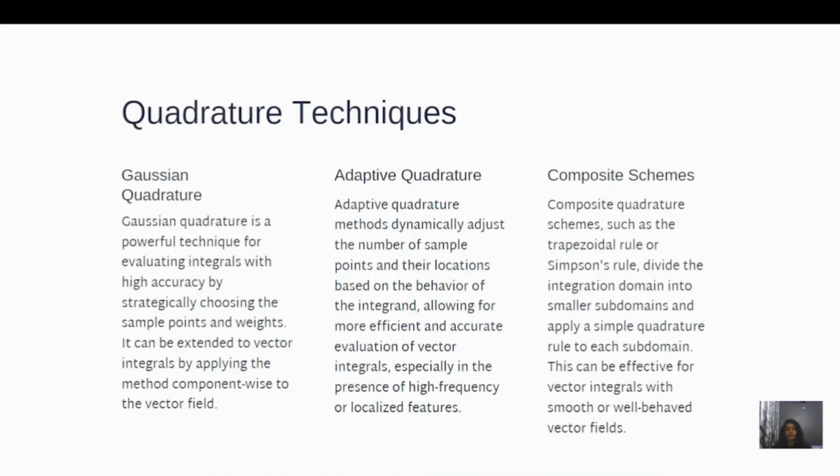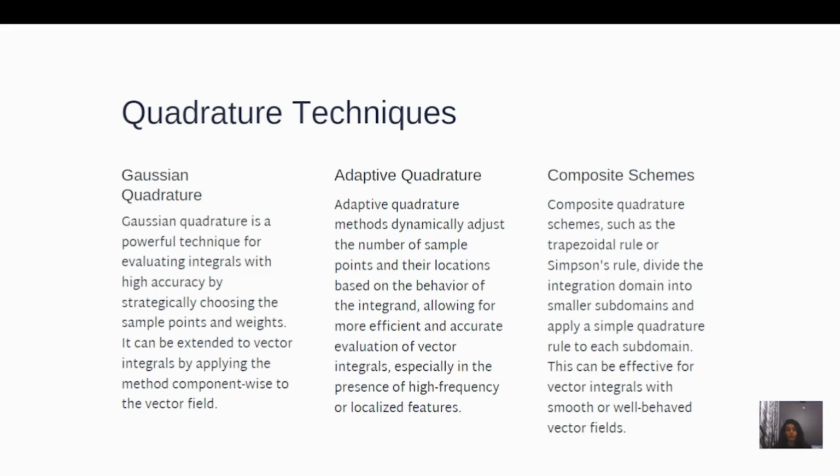Quadrature techniques. Gaussian quadrature. Gaussian quadrature is a powerful technique for evaluating integrals with high accuracy by strategically choosing the sample points and weights. It can be extended to vector integrals by applying the method component-wise to the vector field.